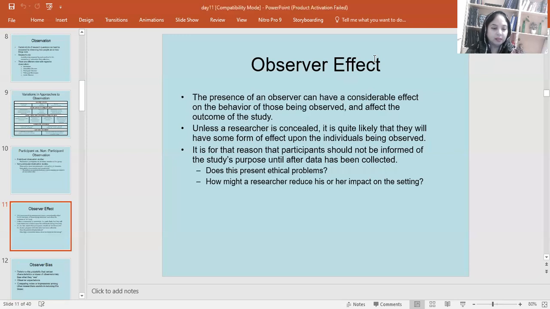Sometimes they say that the participant should not be informed just because of behavioral change, but ethically it is wrong. So does this present ethical problems? Yes, this will present an ethical problem, because if you record anyone without his knowledge, without bringing this into his knowledge, he can be offended.